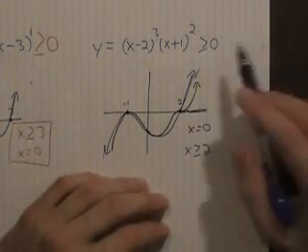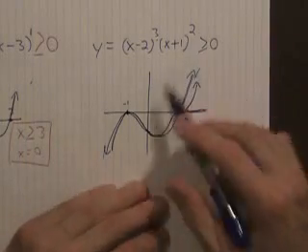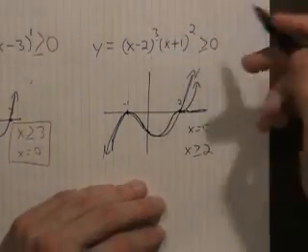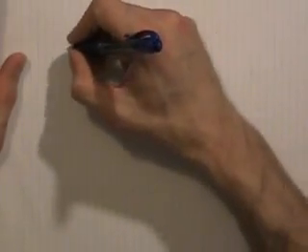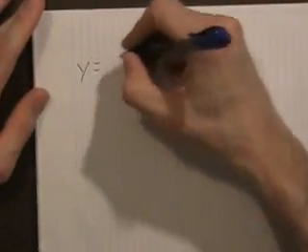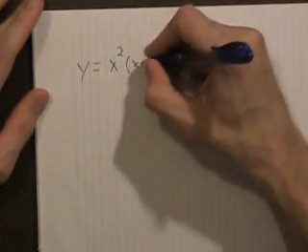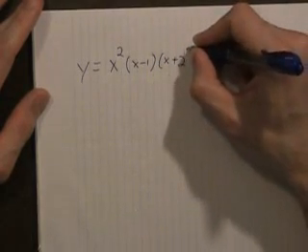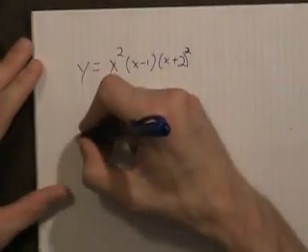Now the question is, why do the even ones bounce or just touch the axis, and why do the odd ones cross? What's the difference? Well, if you play this game with the signs, let's say we have y equals x squared, times x minus 1, times x plus 2 quantity squared. So what's going to happen here?